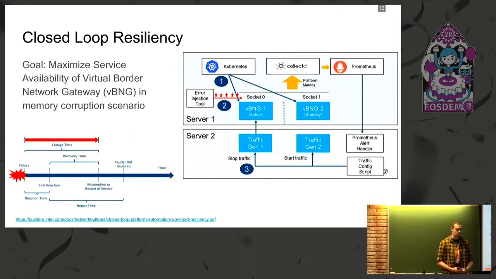Here on the one server, we have two vBNG instances that are running in hot standby mode. So one is actively processing the traffic, and the other one is waiting in warm standby mode. They are deployed on two separate NUMA nodes, so they have different memory regions. And the resiliency part here is that if the memory of the one active vBNG instance is getting corrupted, or is just getting degraded over time, the telemetry from there is scraped by the memory plugin.